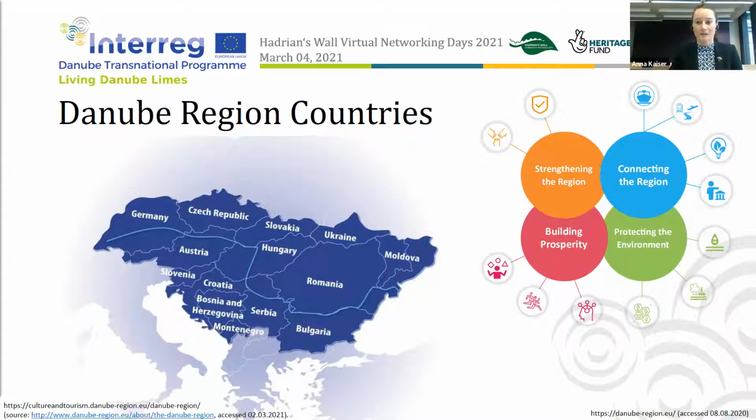There are a number of pillars and priority actions in that program: strengthening the region, connecting the region, protecting the environment, building prosperity. And in the priority areas, there's also the protection of cultural heritage. And that's exactly what we aim at.